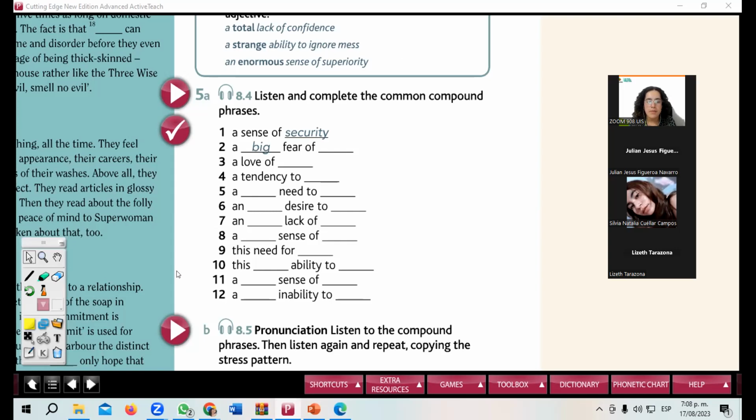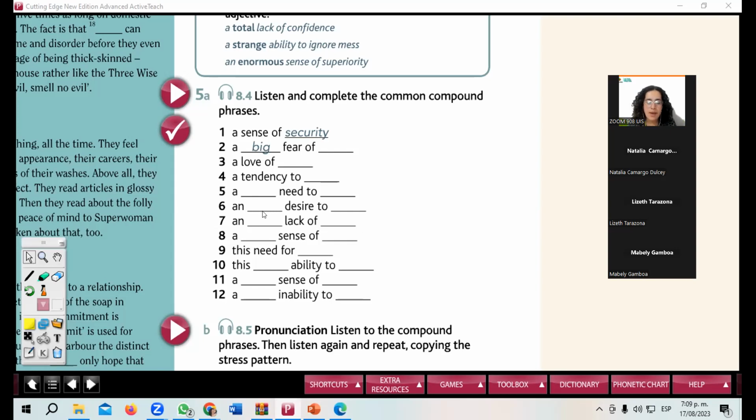Very good. Mavely, for number 7. Teacher, an amazing lack of ambition. Yes, an amazing lack of ambition. So in this case, amazing is synonym to big, enormous, okay? An enormous lack of ambition or an amazing lack of ambition. Natalia, please, number 8. Yes, teacher. A great sense of fun. Yes, a great sense of fun. It's more common to say sense of humor, but both are possible.